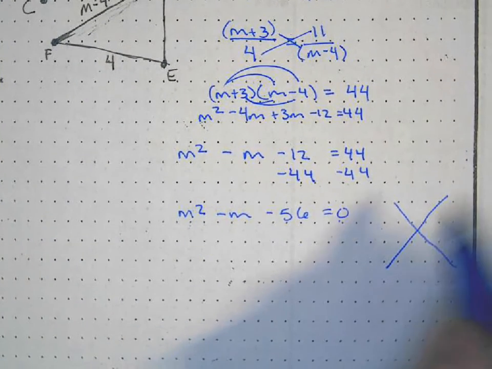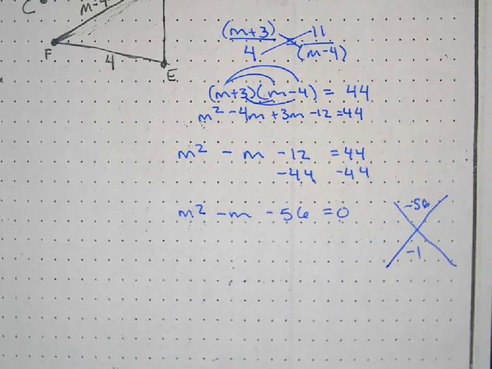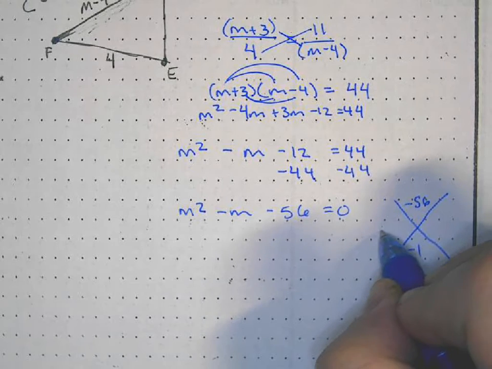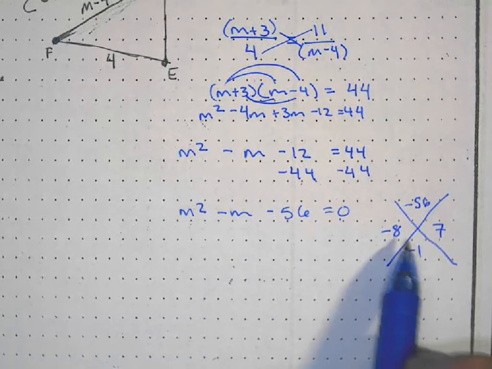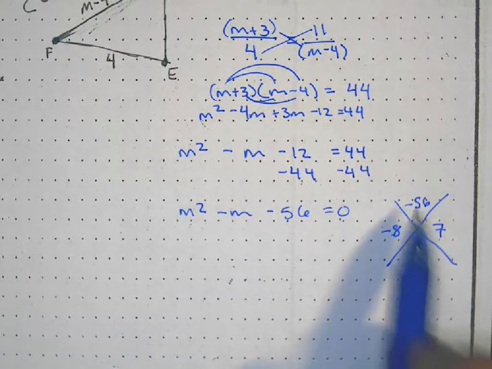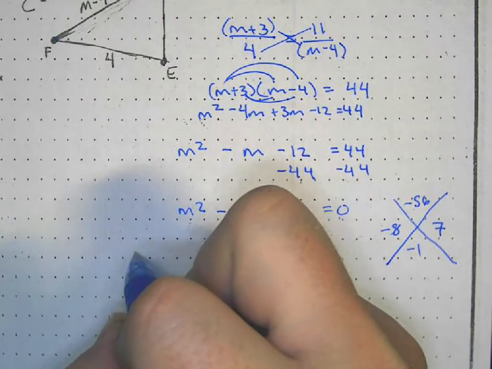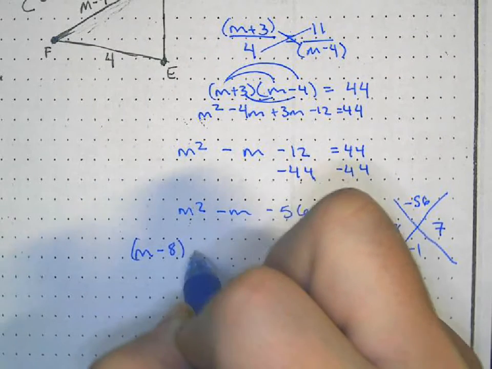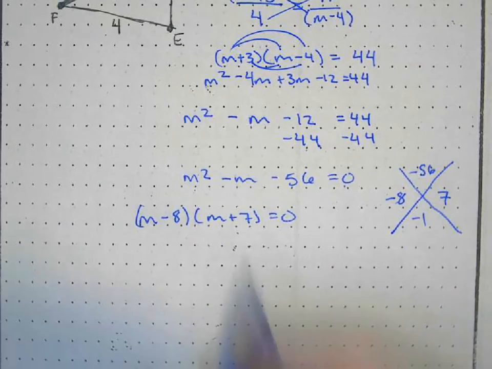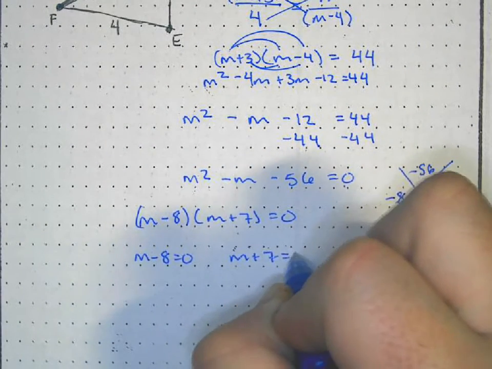So now we're asking what multiplies to negative 56 and adds to negative 1. We got 7 and 8. So negative 8 times 7. Okay, let's check our work. Negative 8 times 7 is negative 56. That works. Negative 8 plus 7 is negative 1. So that works. So now we're able to jump to our factors. M minus 8, M plus 7 equals 0. Split up and solve. M minus 8 equals 0. M plus 7 equals 0.